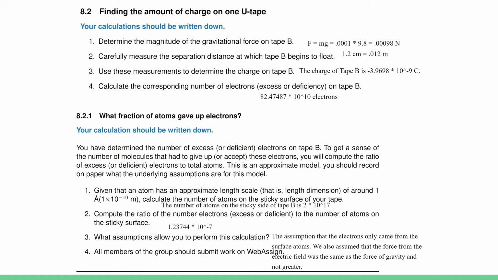To find this calculation, I had to assume that the electrons came only from the surface atoms, also that the force from the electric field was the same as the force of gravity and not greater, because my reference point was the point at which the tape A caused a force equal to gravity. As in, further than that was when the tape would rise more, and have a stronger force pulling it up.